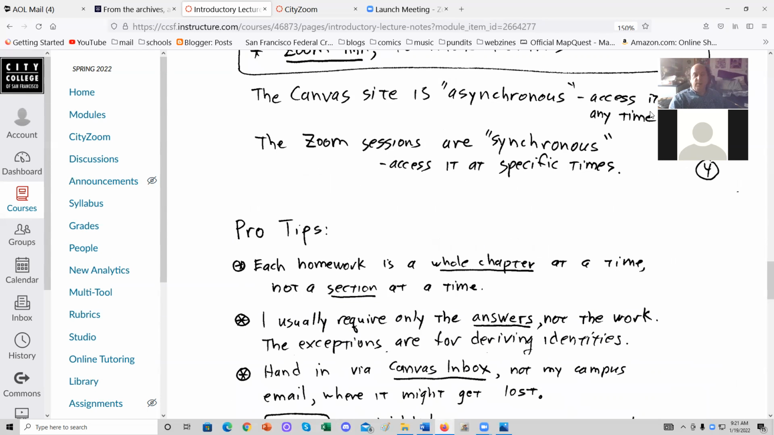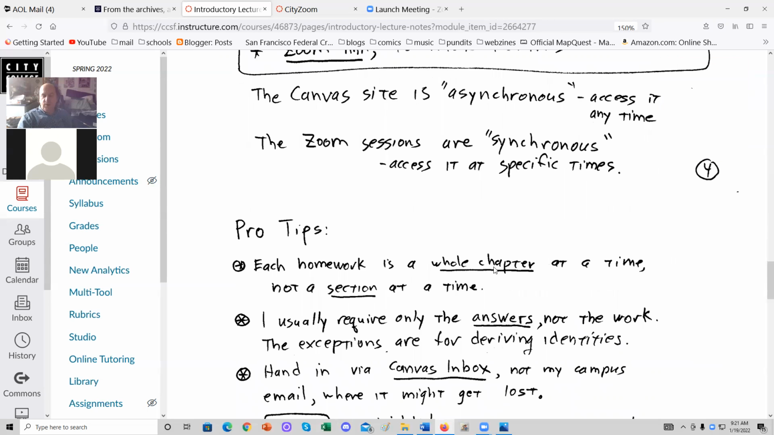So I have some pro tips for you. First of all, each homework is due a whole chapter at a time, not a section at a time. So chapter P, for example, the preparatory chapter, we do all of P1 through P9, not just P1, then P2, but P1, 2, 3, 4, 5, 6, 7, 8, and 9, all in one go, if you don't mind. Question. Yes, please.